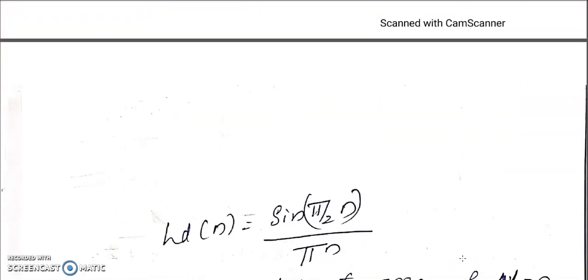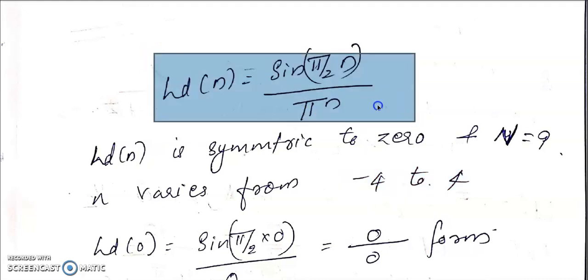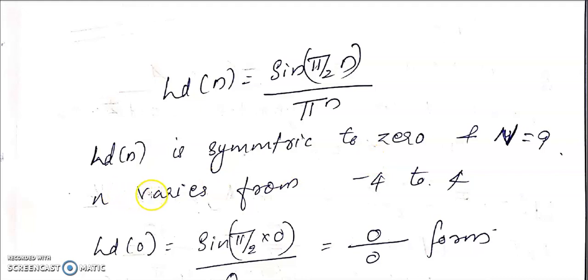We know that HD of n is symmetric with respect to the origin and the length of the filter is 9. So the index values n vary from minus 4 to 4. From minus 4 to 4, we have 9 samples, including the sample at the origin. So there are a total of 9 samples and the center of symmetry is at the origin, that is alpha equal to 0. How can you compute HD of n for the index values minus 4 to 4? We have the equation of HD of n. Substitute the index values from minus 4 to 4, and you will get HD of minus 4 up to HD of 4.